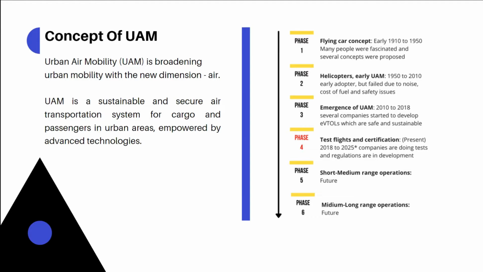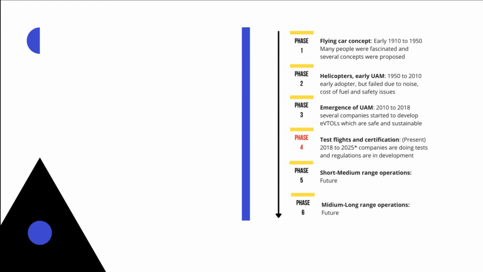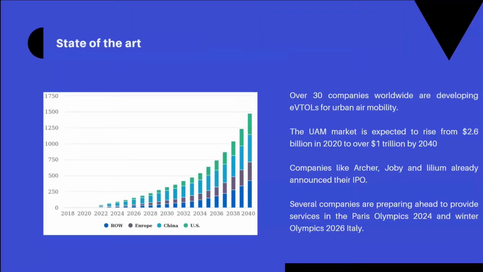Phase 5 is short and medium range. Right now we are not very efficient with electric propulsion, so we cannot cover mid range or longer range. That will continuously develop over time, and later, in the longer phase, there will be mid and longer operations. So let's talk about the current market.